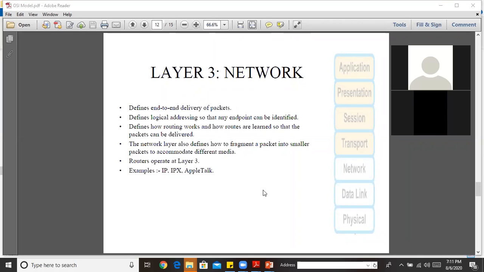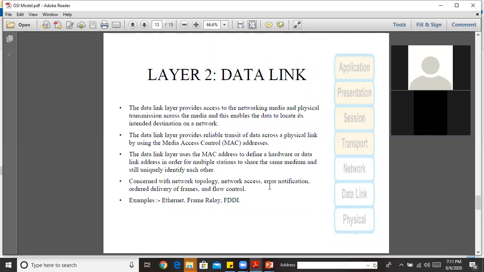Then we have routers. The device that operates at the network layer is a router. A switch operates at the data link layer. Examples of network layer protocols we talked about are IP, which stands for Internet Protocol, IPX, and AppleTalk. Then the data link layer provides access to the networking media and physical transmission across the media. The device that operates at the data link layer is a switch. A switch has a local responsibility, whereas a router has a global responsibility.